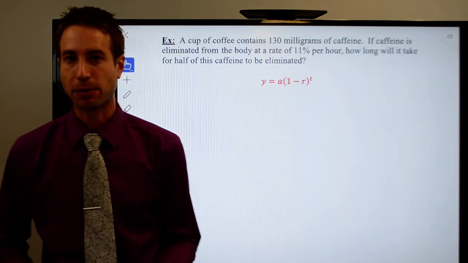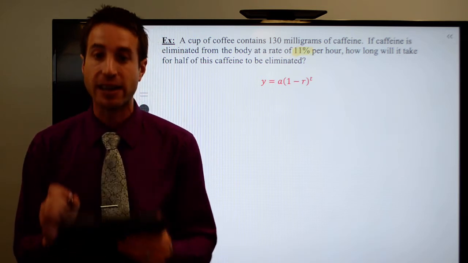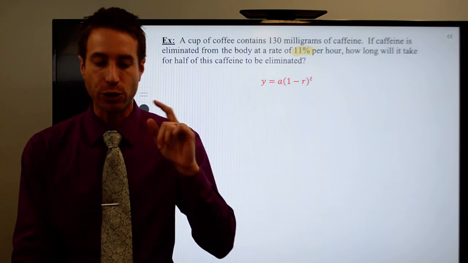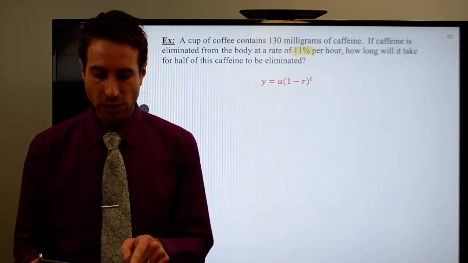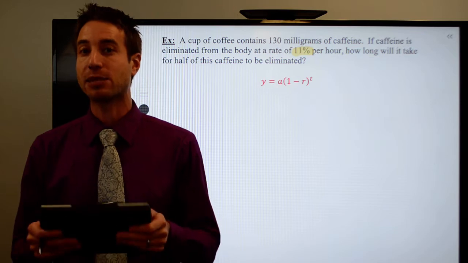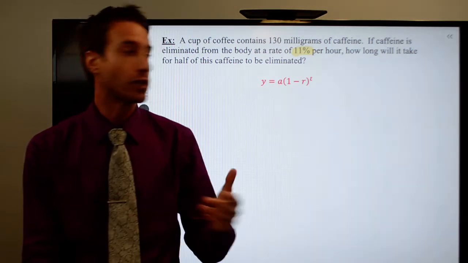Okay, a couple of things about the problem. First of all, after reading it, the first thing that jumps out at me is I am given a percentage. So right away, I know I'm going to need to use either the exponential growth or decay. And which one? Well, it tells me that caffeine's being eliminated. That's decay. So I'm going to need to use that exponential decay formula, which I actually have already given you, right? So here it is.